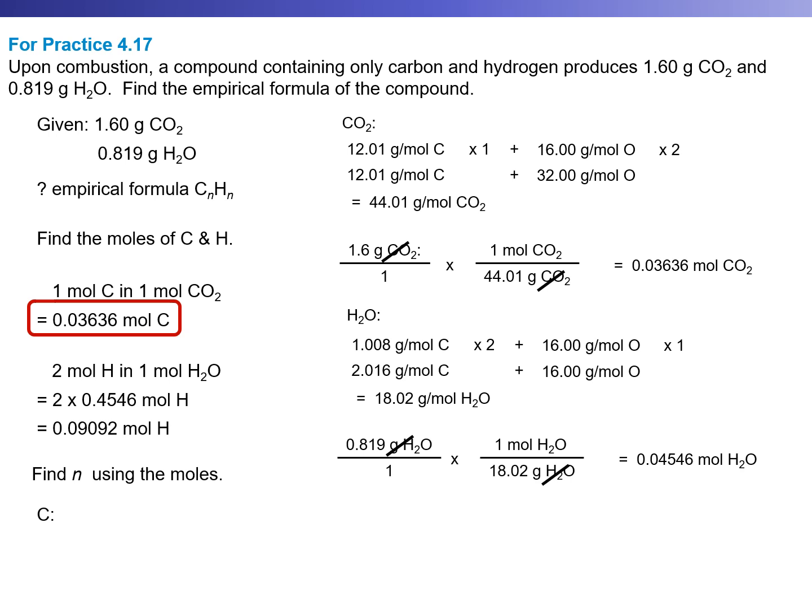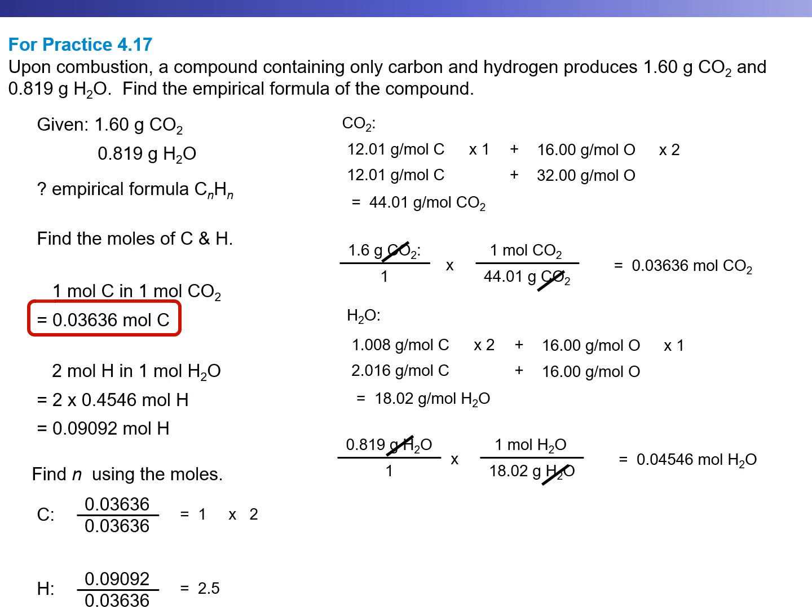So for carbon, we're going to divide 0.03636 by 0.03636, which will give us 1. And for hydrogen, we're going to take 0.09092 and divide it by 0.03636, and that's going to give us 2.5. Now, we can't use a fractioned number or a number with a decimal as our subscript in our formula. So we've already dealt with this 0.5 before in a couple of other problems. And we know that we can multiply this by 2. And if we multiply this value by 2, we also have to multiply this value by 2.